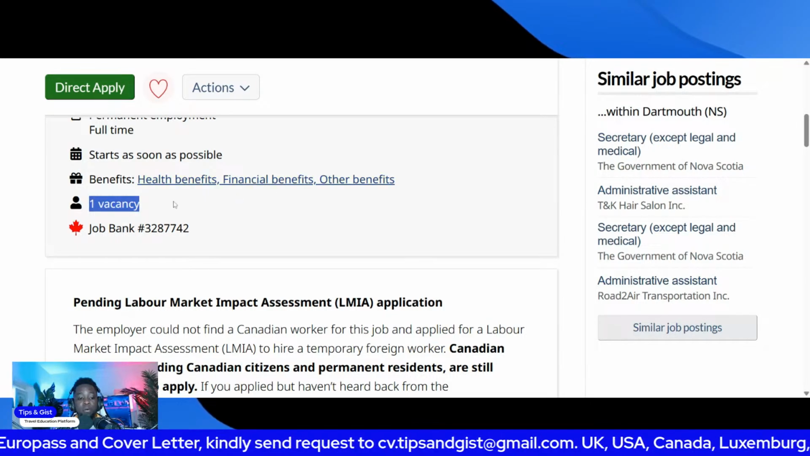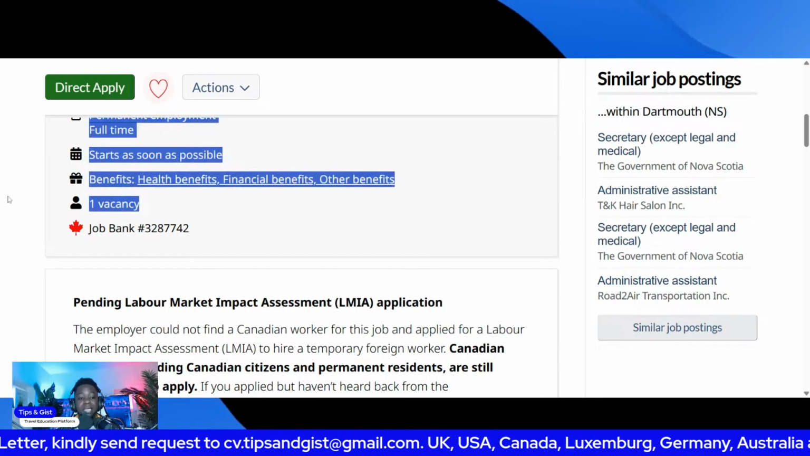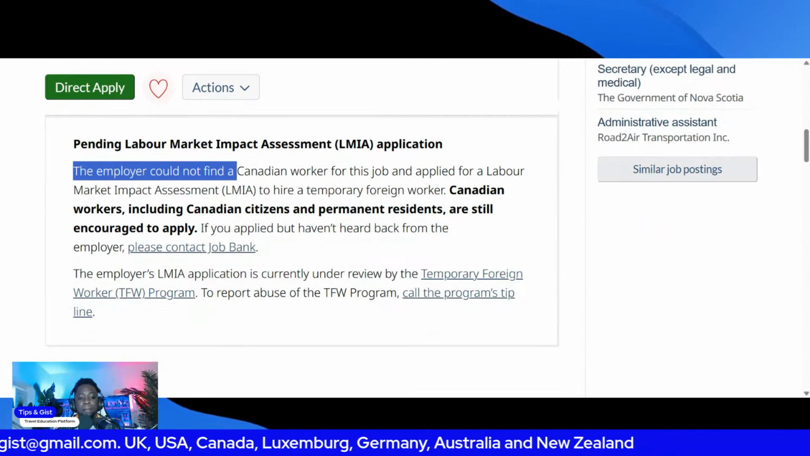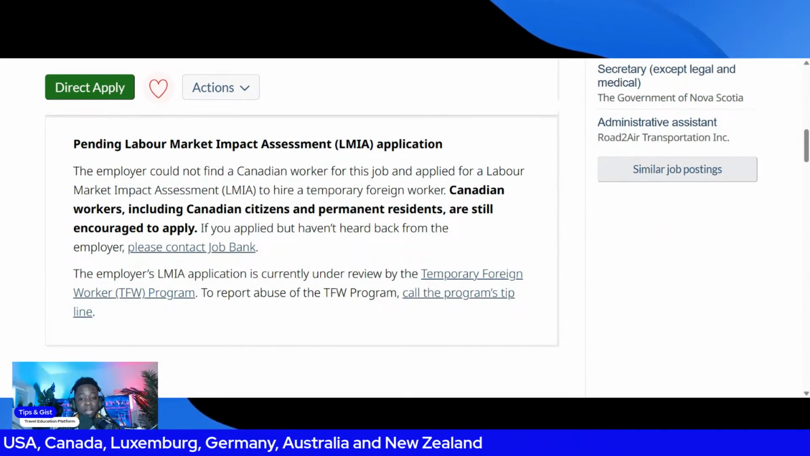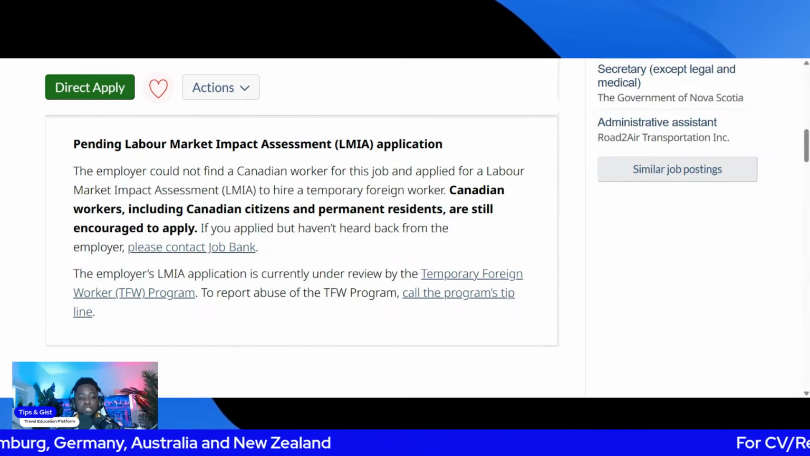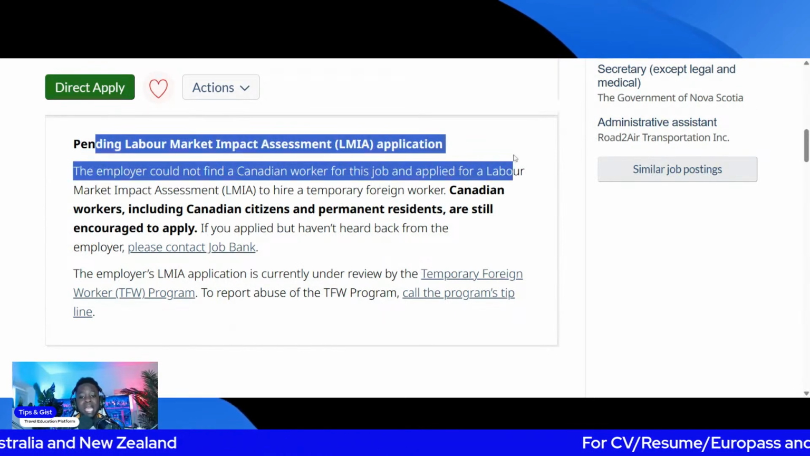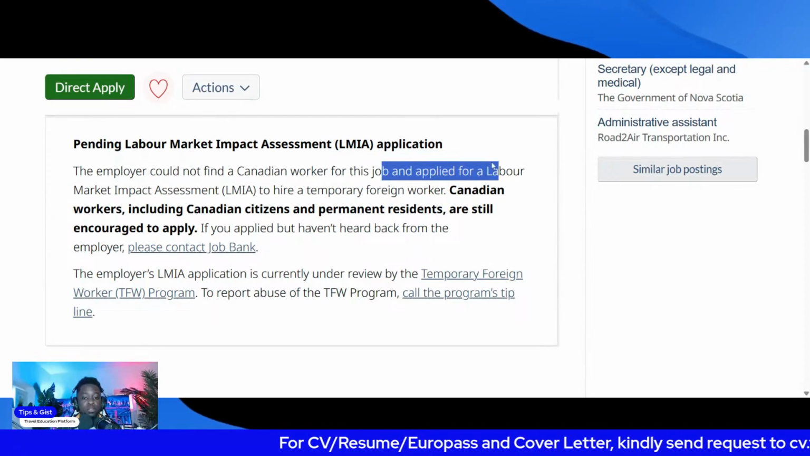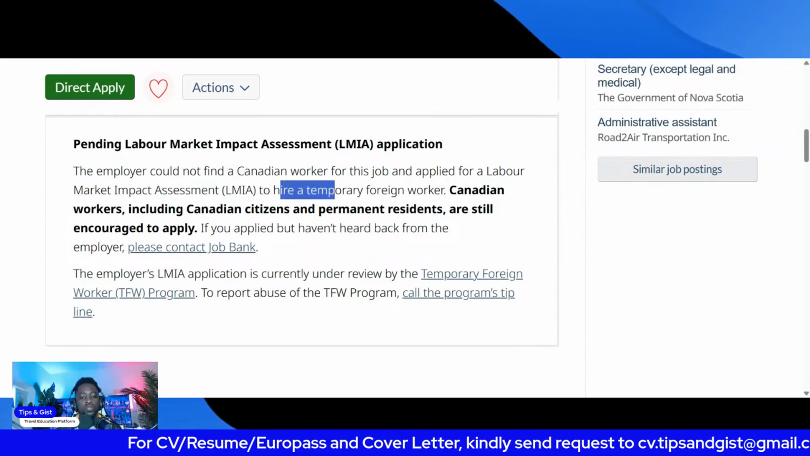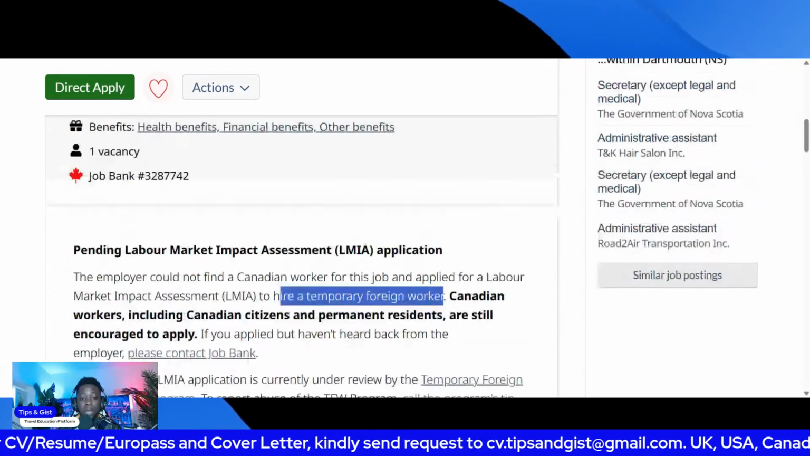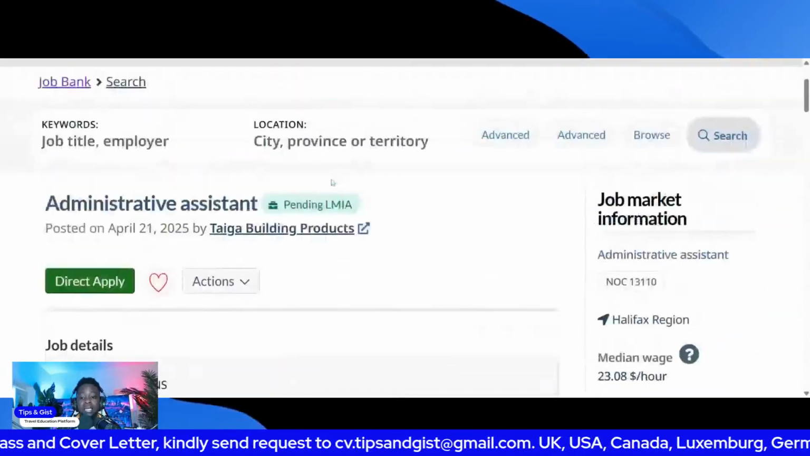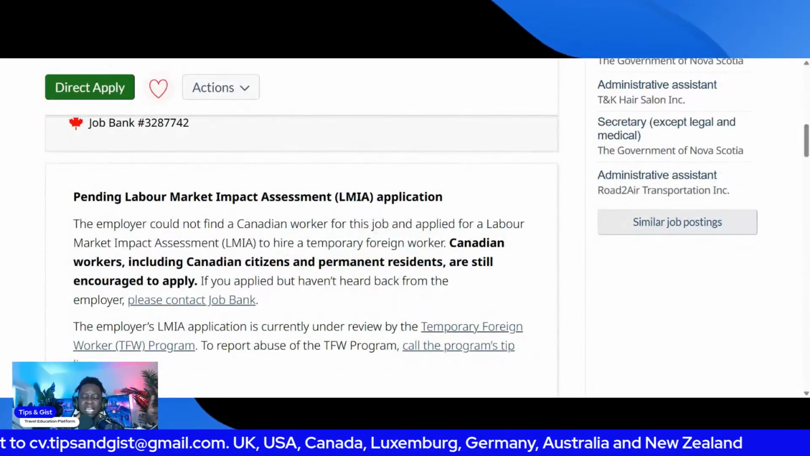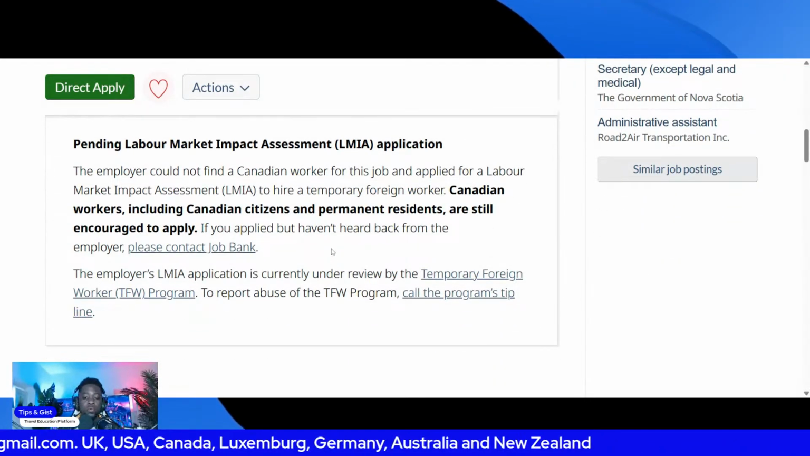So this employer is looking for one vacancy. So put it in mind that it is very competitive. Now it is written over here that the employer couldn't find any Canadian worker for the job. That is why they are looking for somebody from outside Canada. So pending LMIA means the employer could not find anybody in Canada, a Canadian worker, for the job. So they have applied for the LMIA to hire what? A foreign worker. And that is why I told you that if you use that filter, you're going to get an employer who is not getting anybody in Canada. So that employer will hire you.